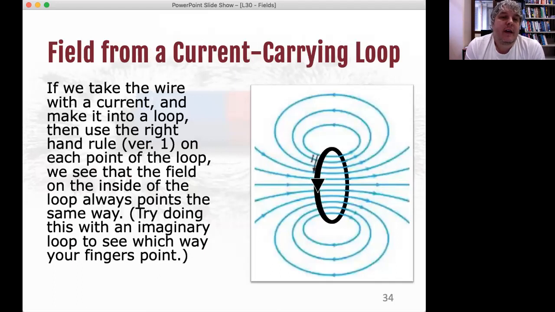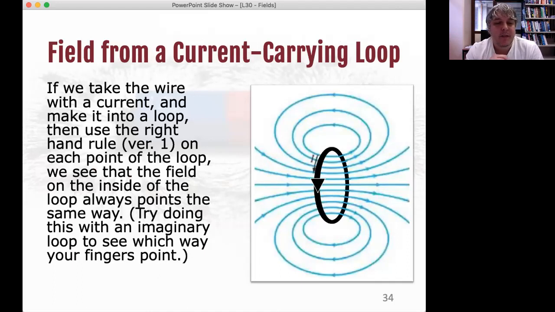That means that if you take a wire loop and you run a current through it, as I've drawn here in black, then everywhere you grab that loop, your fingers are always pointing the same way through the wire loop. Right? They're always pointing the same way.